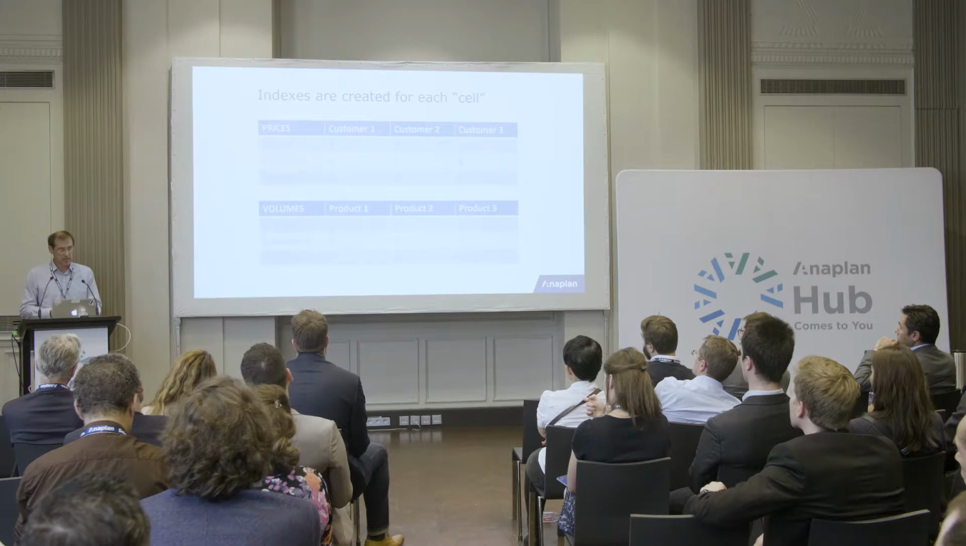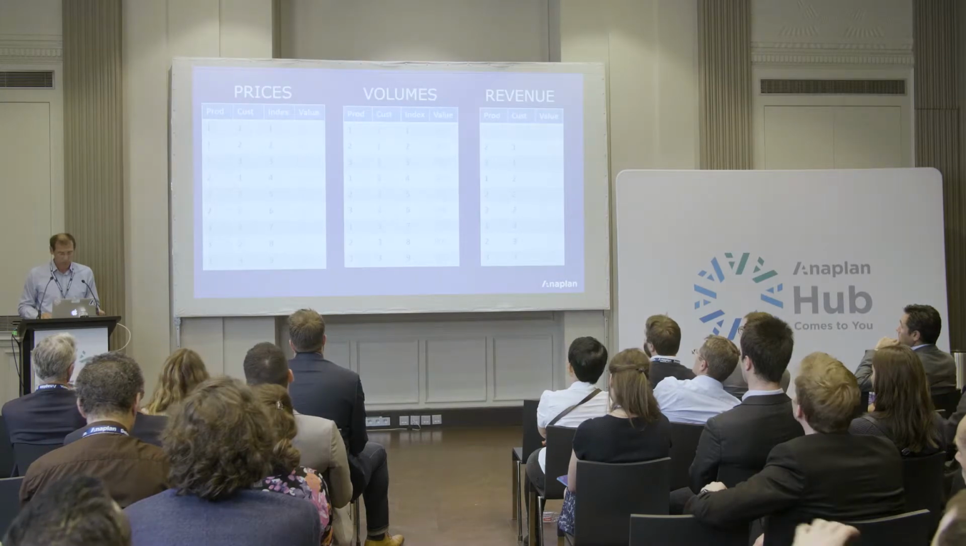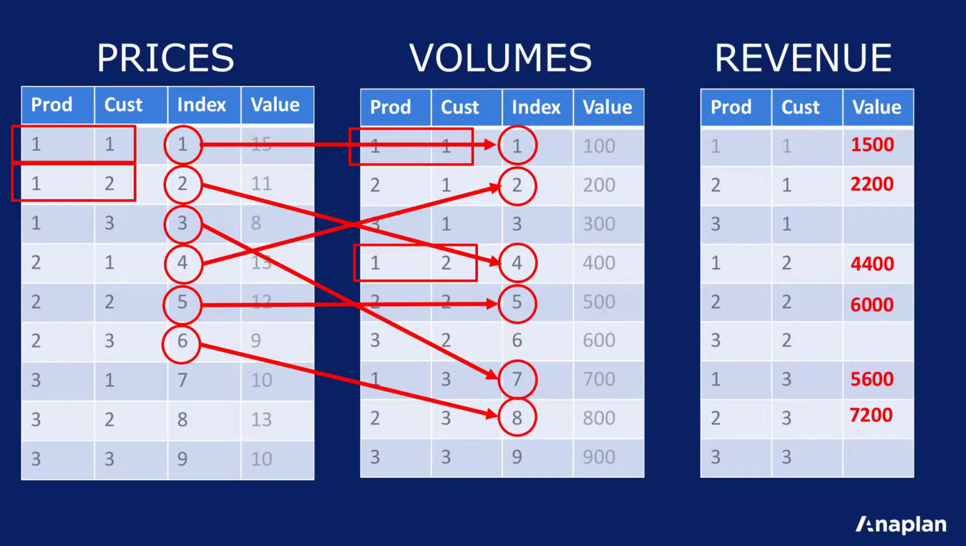It assigns an index to the intersection. So in this case, you can see we've got 1 to 9 going top to bottom, left to right, and we've got the same 1 to 9 top to bottom, left to right, but you'll see that they're not actually aligned in the sense of customer 2, product 2. That's the same, but customer 2, product 1 is actually a different index. So what happens when it does the calculation is it looks for these indexes.